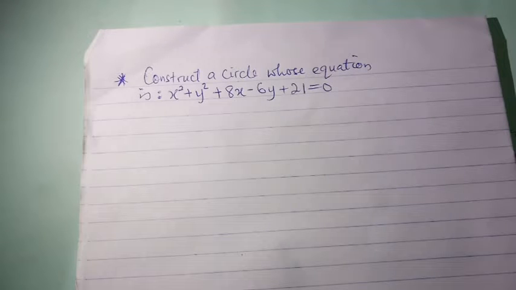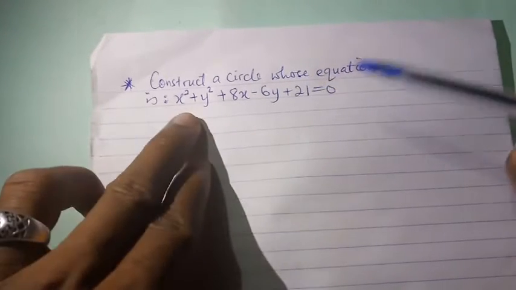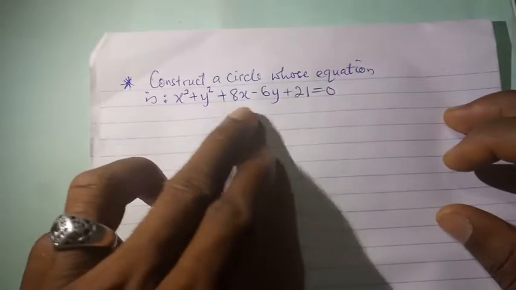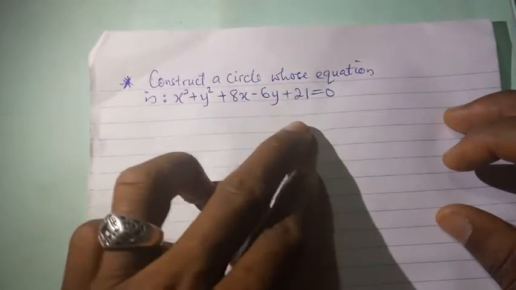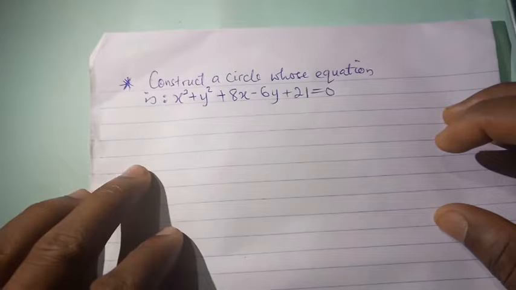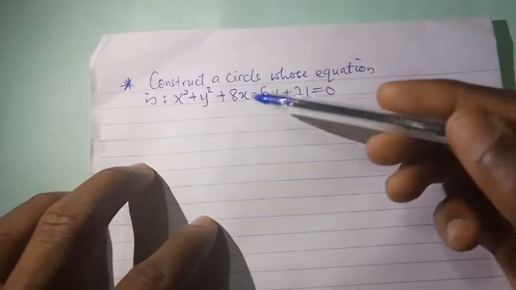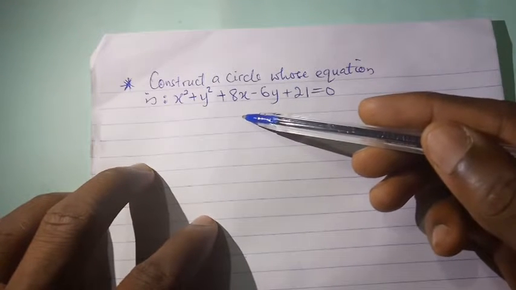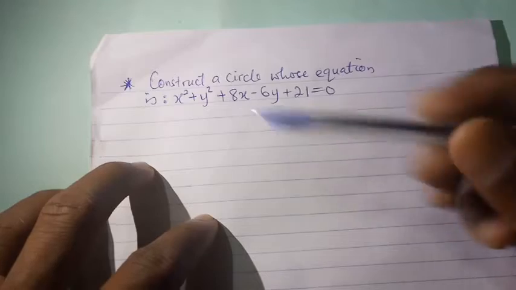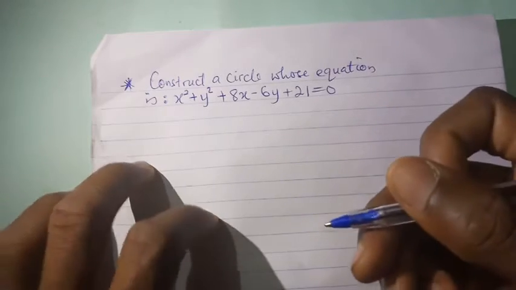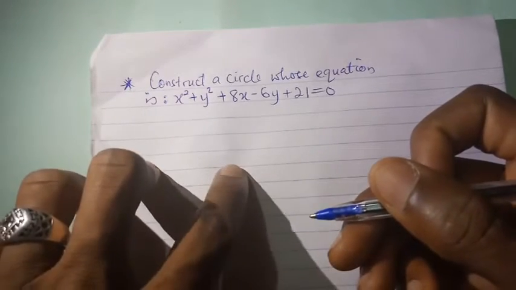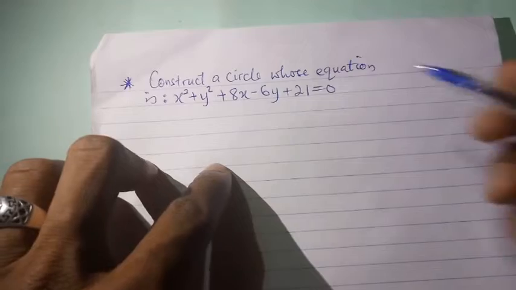Hello viewers, we are going to construct a circle whose equation is given as x squared plus y squared plus 8x minus 6y plus 21 equal to 0. So this is an equation of a circle, but you have to transform it into a standard form before you could be able to construct a circle using that equation.